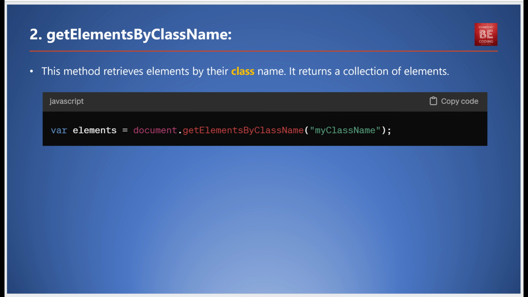Next up, we have getElementsByClassName. This method retrieves elements by their class name. However, unlike getElementById, this method returns a collection of elements. Look at this example: var elements = document.getElementsByClassName("myClassName"). This code fetches all elements with the class name myClassName.